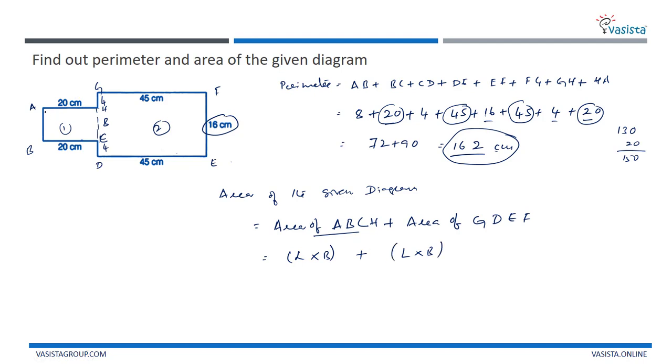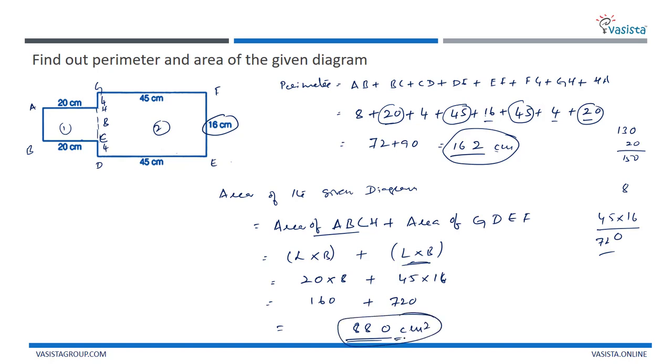What is the length here? Length is equal to 20 into 8 plus here length is equal to 45 into breadth is equal to 16. 20 into 8 is 160 plus 16 into 45. Let me multiply here. 16 into 45, 16 times 5 is 80, 0, 8 carry. Then 16 times 4 is 64 plus 8, that is 72, 720. 160 plus 720 is 880 centimeter square.